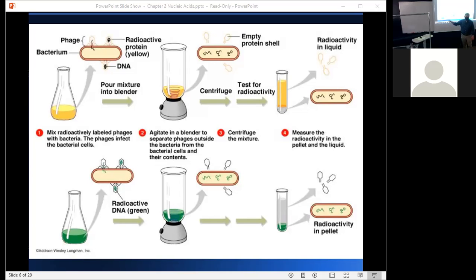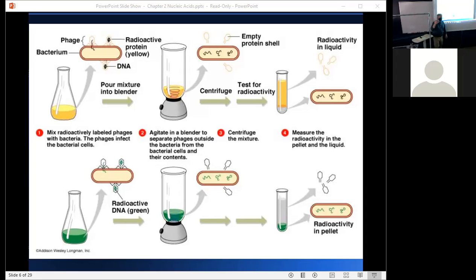They mix them together with bacteria, and of course the phage are going to infect the bacteria, right? After letting the phage infect the bacteria for a certain amount of time, they were put into a plain old Waring blender. The reason for the blender was they blended for a short amount of time. This is to detach the phage from the surface of the bacteria. Then they took the bacteria and they centrifuged it and tested for radioactivity.